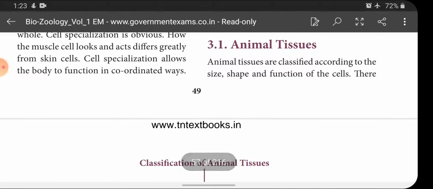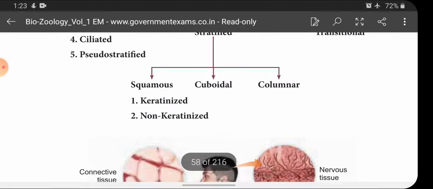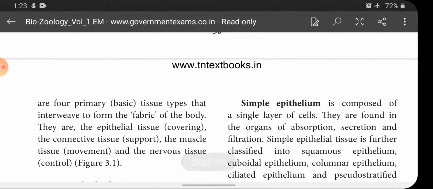Animal tissues are classified according to the size, shape and function of the cell. There are four primary tissue types that interweave to form the fabric of the body. Our body is like a fabric. The whole fabric is interwoven with four different types of tissues, called epithelial tissue.